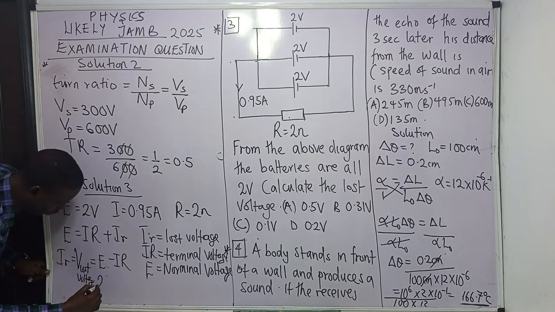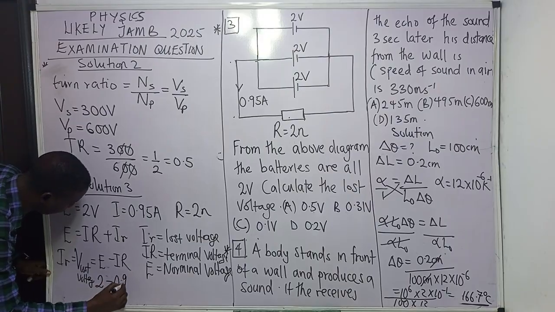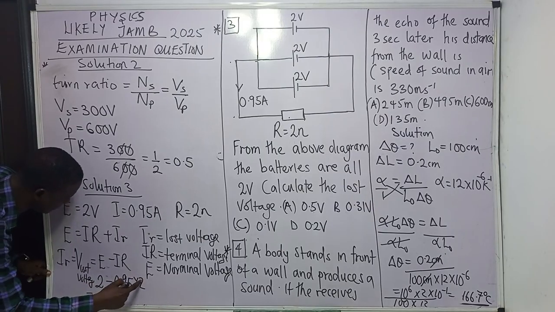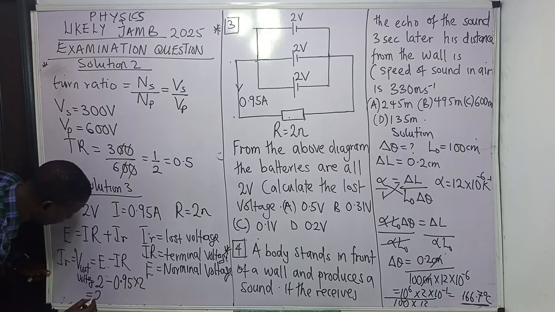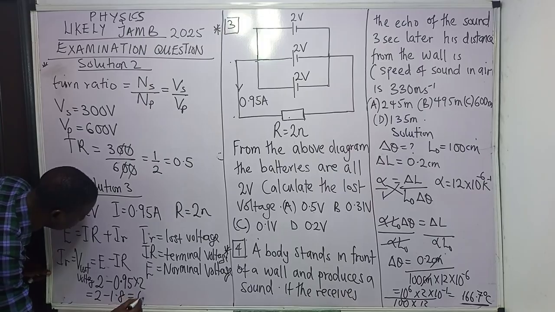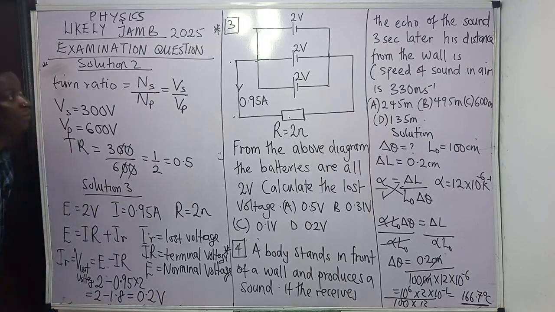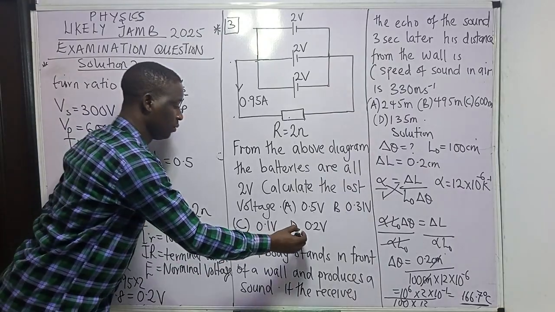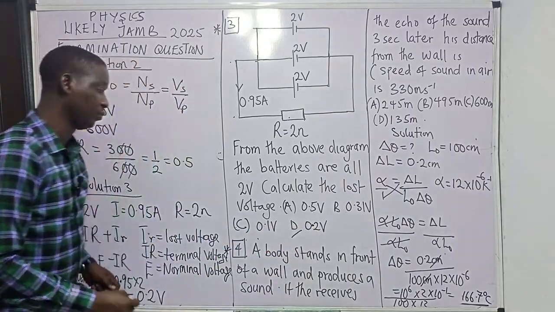So E is 2 minus 0.95 times 2. What we are going to have is this times this is 1.8. 1.0, carry 1, then 18, that is 1.8. So 2 minus 1.8 is 0.2. So we are going to have 0.2 as our answer. This is 0.2. That's one.